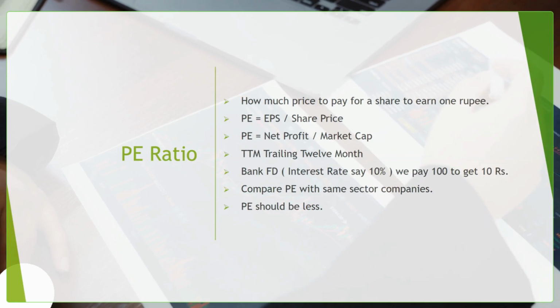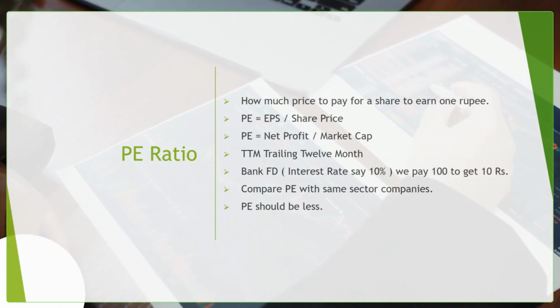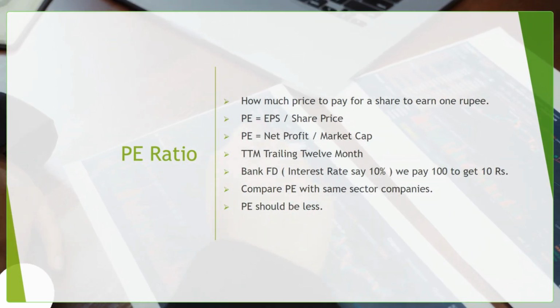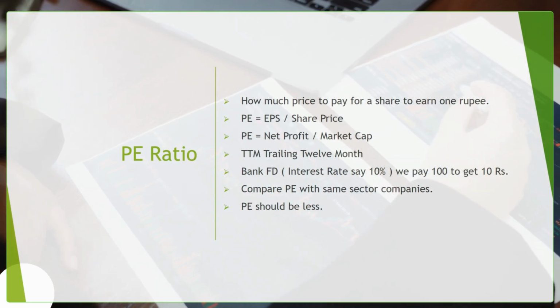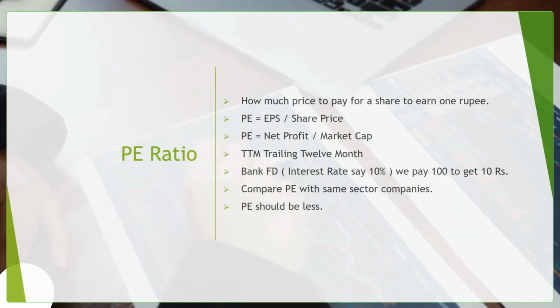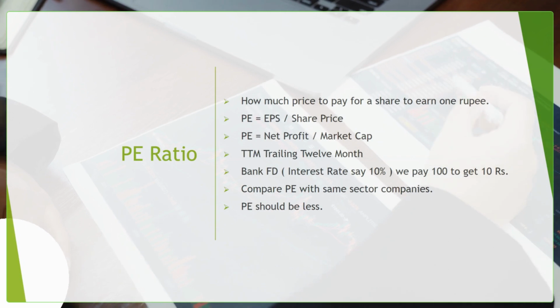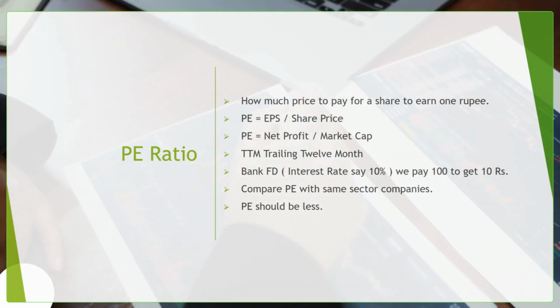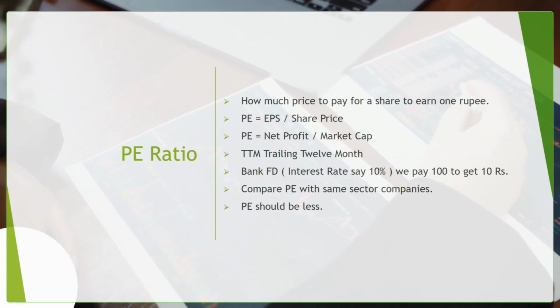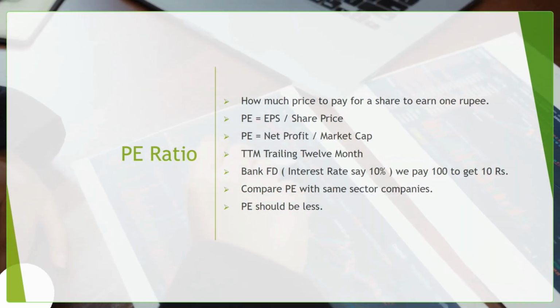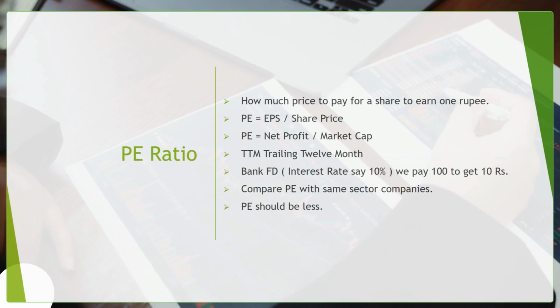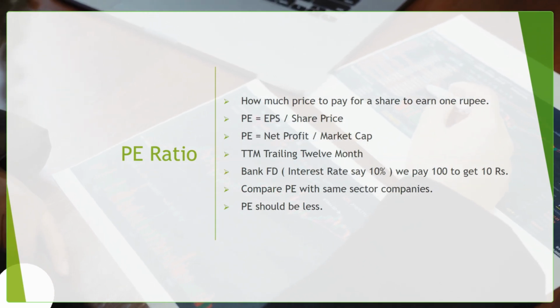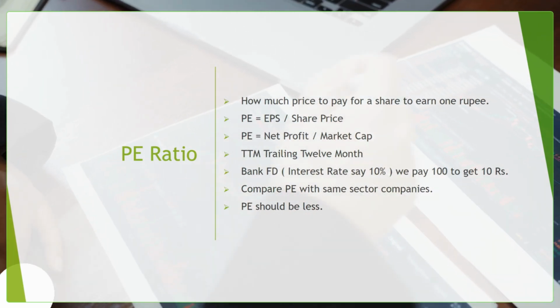Take the example of a bank FD. Suppose one bank is giving you 10% annual return, which is right now not possible, but for example, consider that a bank is giving you a 10% annual interest rate on your FD. Suppose you give 100 rupees to that bank. After 1 year, how much will they give? 110 rupees, because 10% is the interest rate. So on 100 rupees, you got 10 rupees.